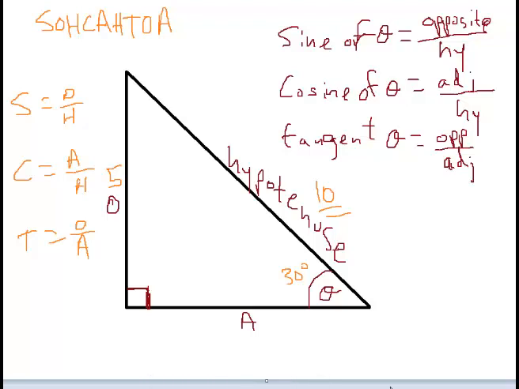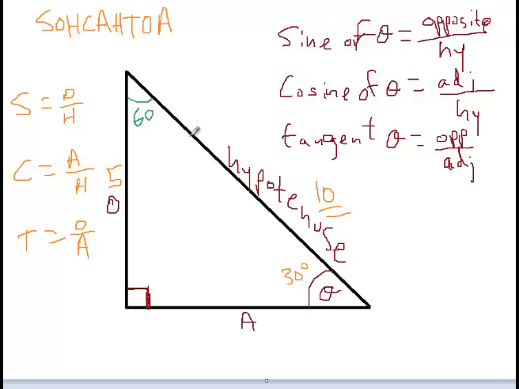And by the way, you might have also realized that if this is 30 and that's 90, this has to be 60. Now, if I'm looking at this 60-degree angle, then this becomes the opposite, and this becomes the adjacent, because that's the one next to the angle. The hypotenuse, of course, stays the same. So if we wanted to, we could say this is 60, and then we could use the sine formula.